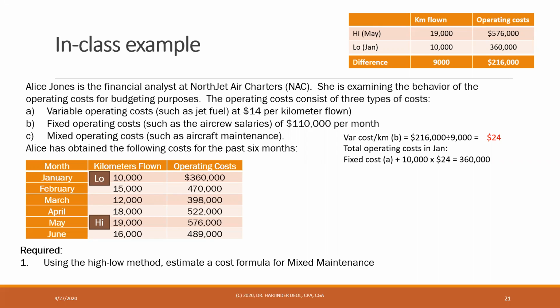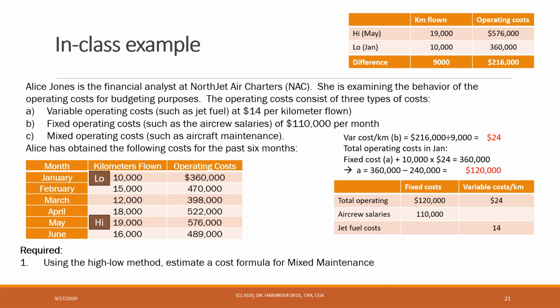But we know that our activity level was 10,000 kilometers and your variable cost per unit is $24. So 10,000 multiplied with 24 will give you the total variable cost. So if we calculate using that formula, your fixed cost, or A, is $120,000. So if we elaborate this further, then your total operating cost is $360,000.